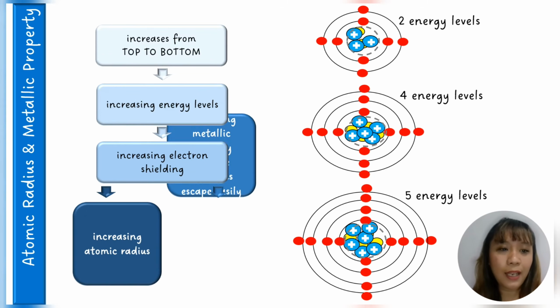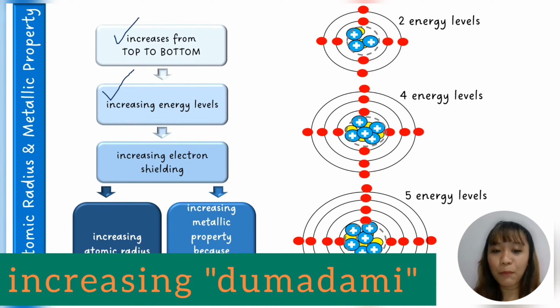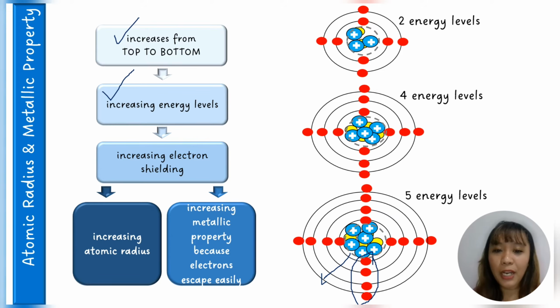Let me explain how atomic radius and metallic property increase from top to bottom down a group. First is because they're increasing energy levels. Damo ni sila ho ang energy levels. That's why mas damo ang electrons sa sulod. Remember, ang ini nga mga valence electrons ginapull sang protons pasulod. That's what you call the nuclear pull.